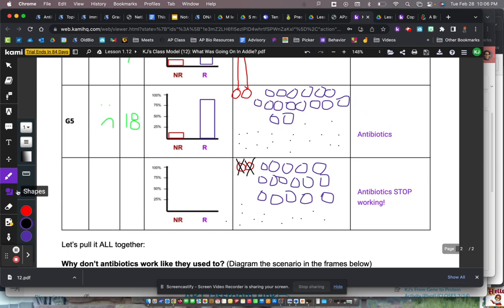So now if we draw Addie again, oops, I wanted to draw green. Addie is now so sick that we don't know if Addie's going to survive. We'll show her tongue hanging out. And she has 16 bacteria in her right now, and the antibiotics are no longer functioning. Okay, so we're going to pause there. We're going to pull it all together.